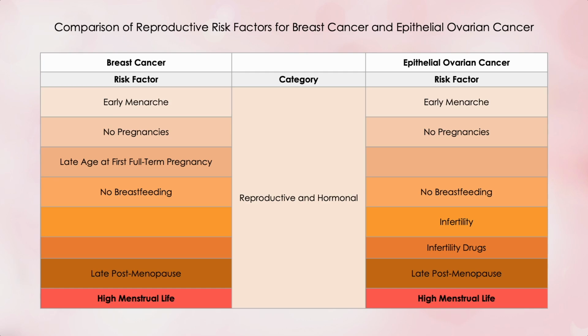The only differences are in the nuances of the terminology used to imply the same things. For breast cancer, late age at first full-term pregnancy is specified, whereas for epithelial ovarian cancer, it isn't. Infertility and infertility drugs are specified for epithelial ovarian cancer, whereas for breast cancer, they aren't. But no matter what the terminology, the bottom line is the same for both. And that's what I've placed in the bottom line on this comparison chart. What matters is your menstrual life.